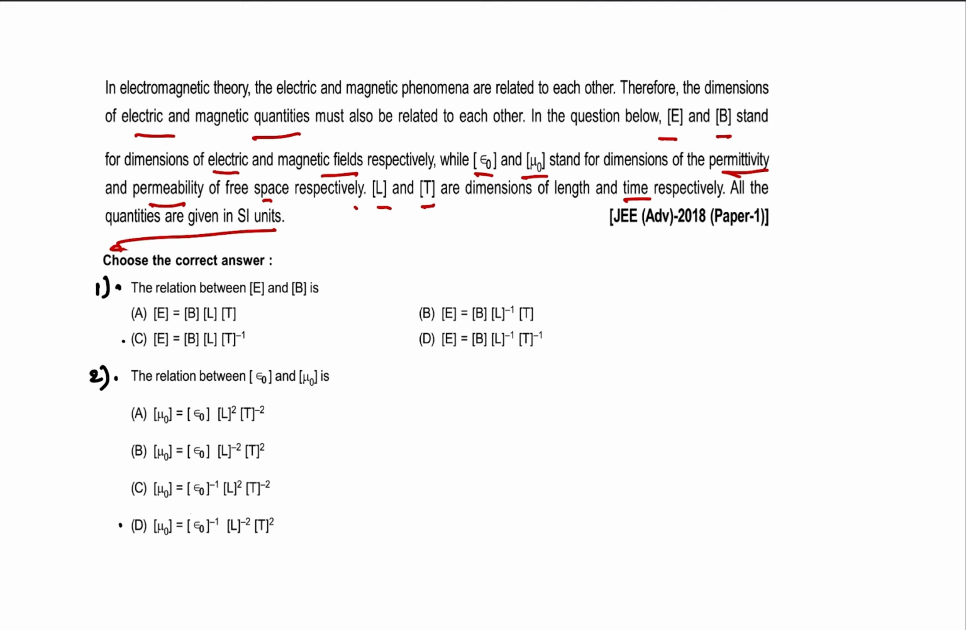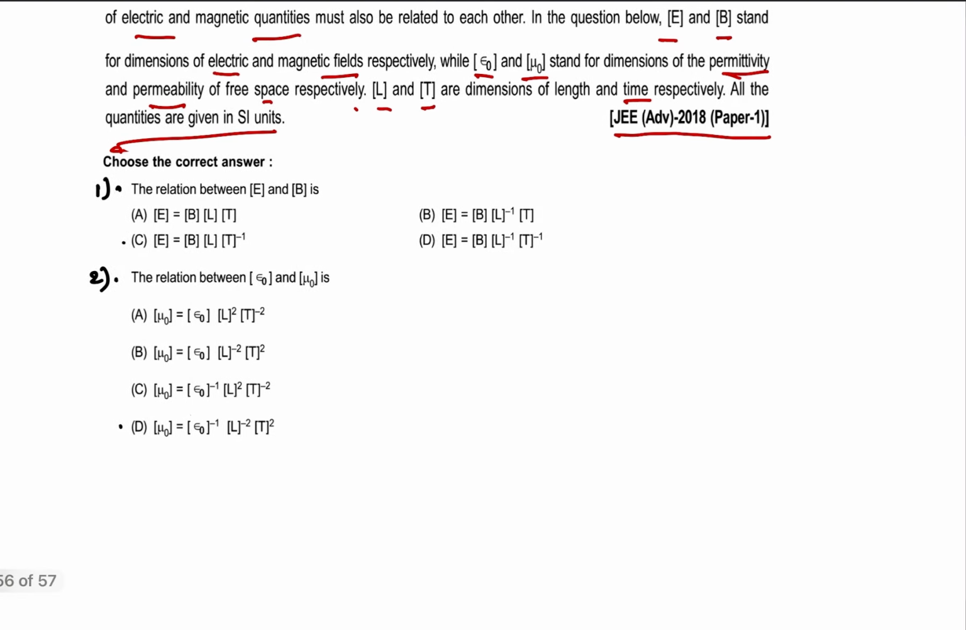Actually, after looking at the question, everyone may think that something too big an answer may be there. But this is from the JEE Advanced 2018 paper 1, where they have given this passage type question. In the first question, they are asking what the relation between E and B is. No need to worry about what dimensions they are having here. Just write that first question.